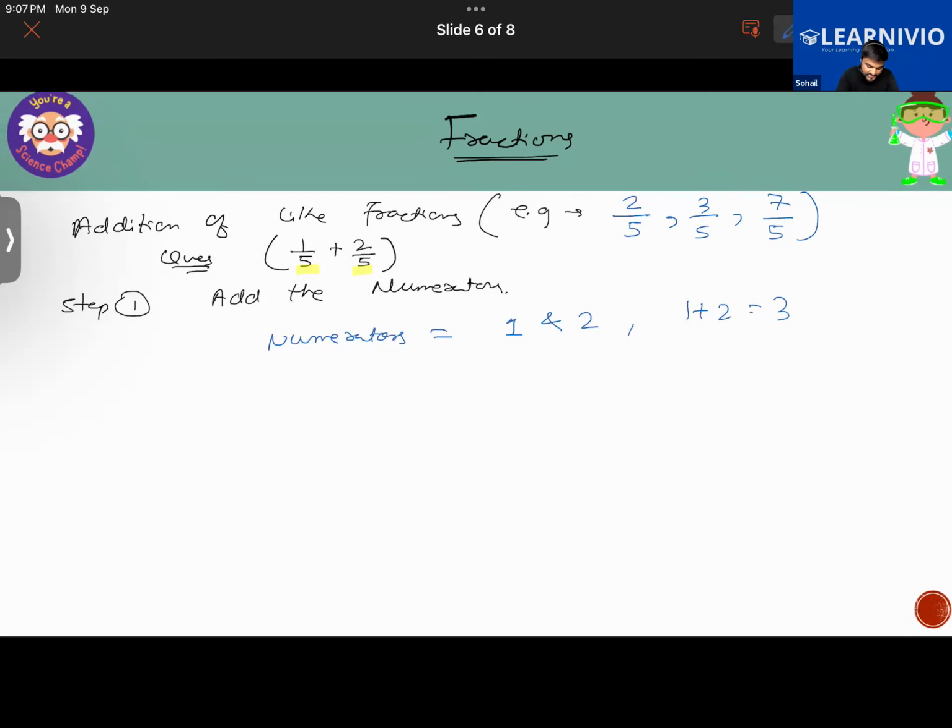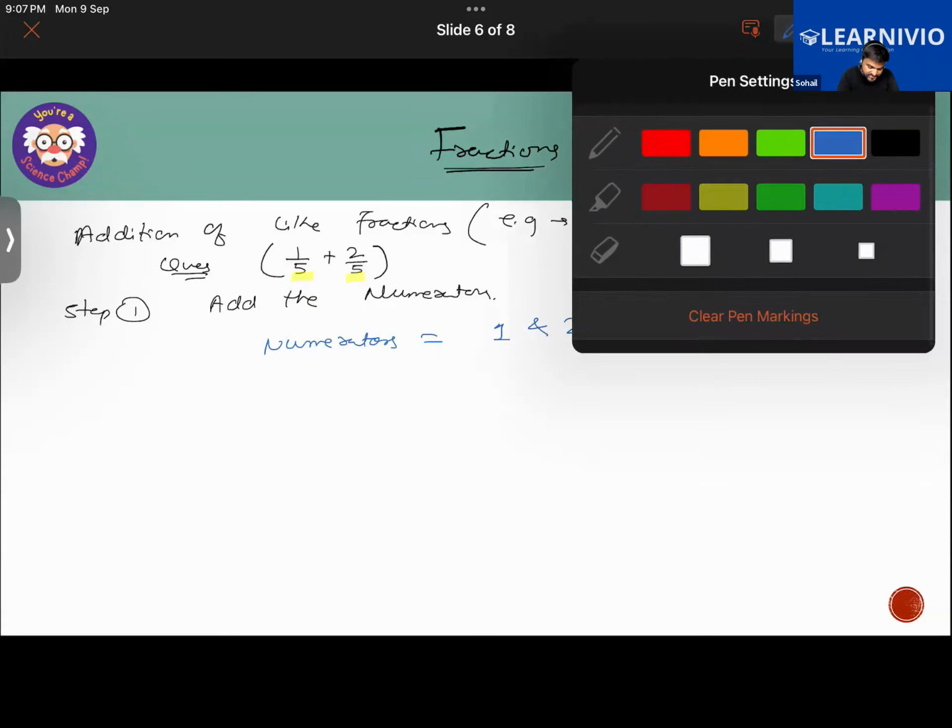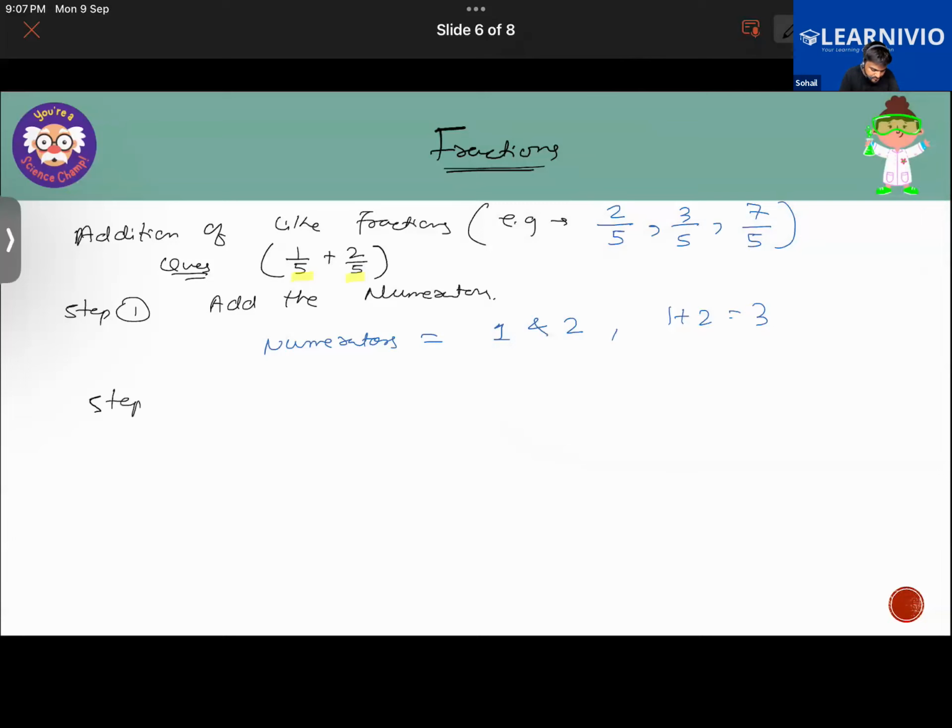Okay. Now step number 2 says that we will be retaining the same denominator. Retain the same denominator, meaning that the denominator doesn't have to be changed. It will remain the same. So that means it remains the same, basically 5.